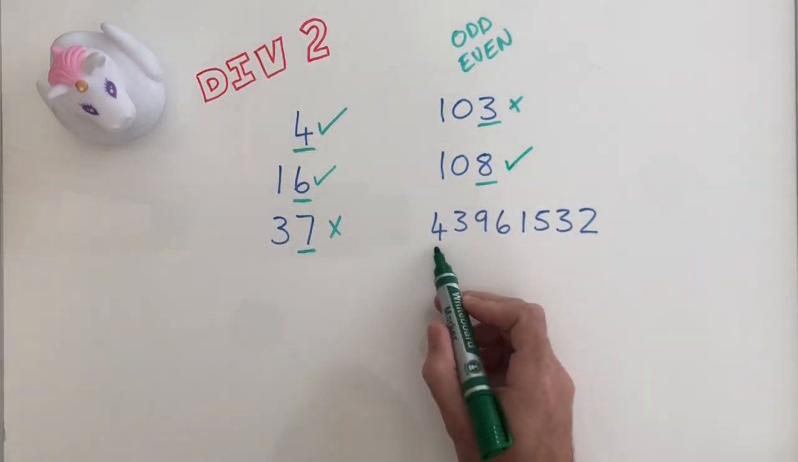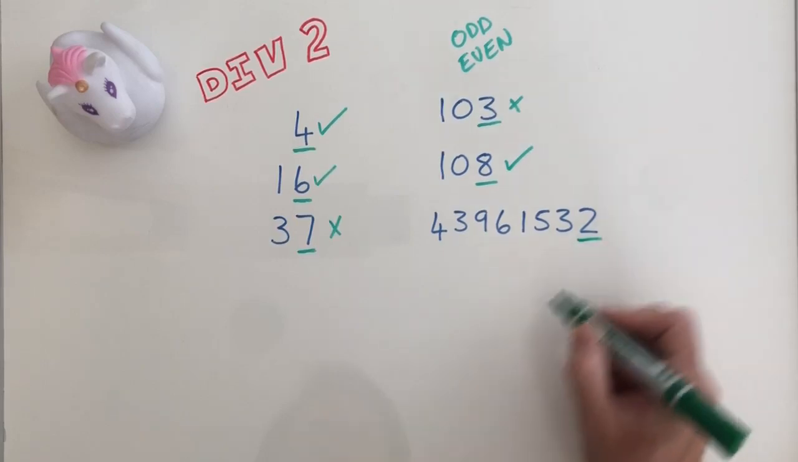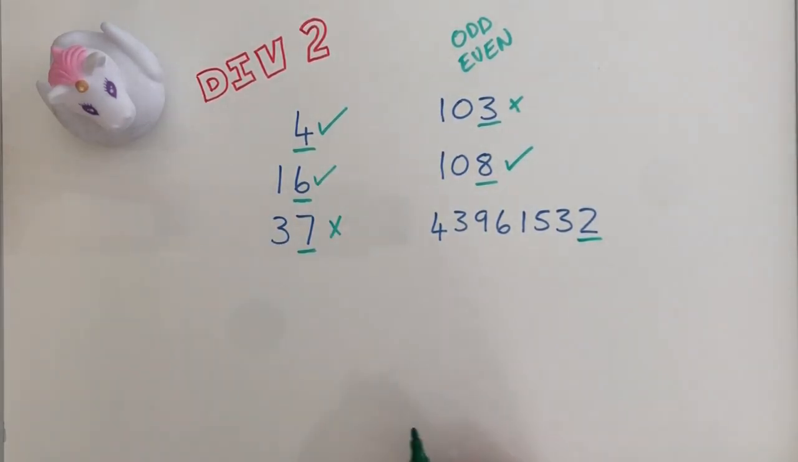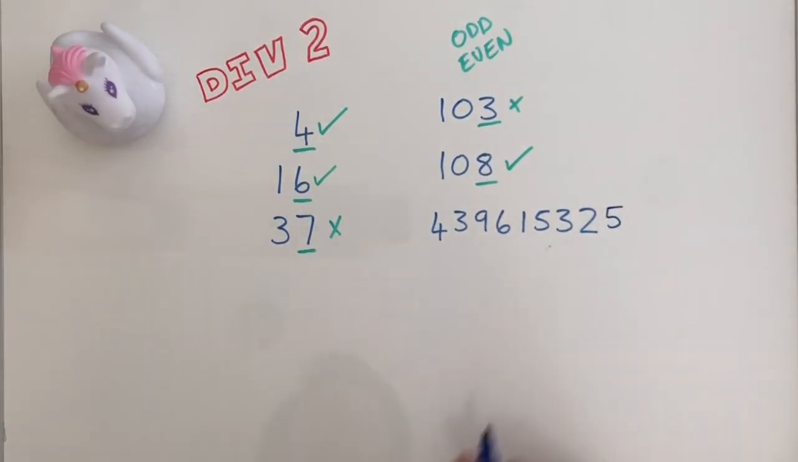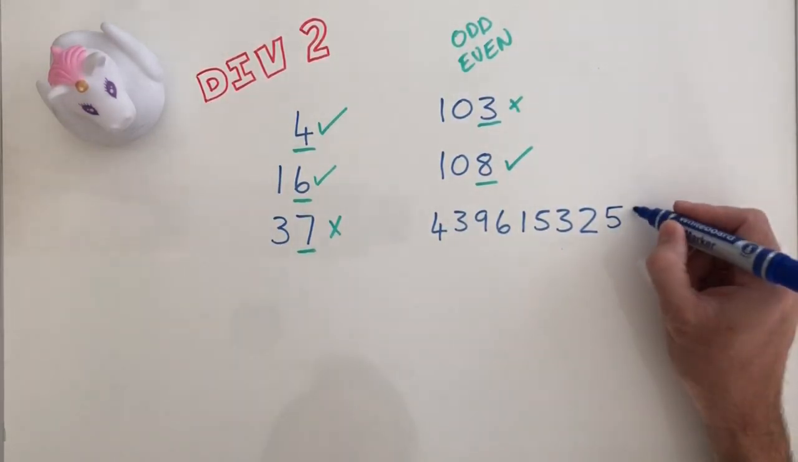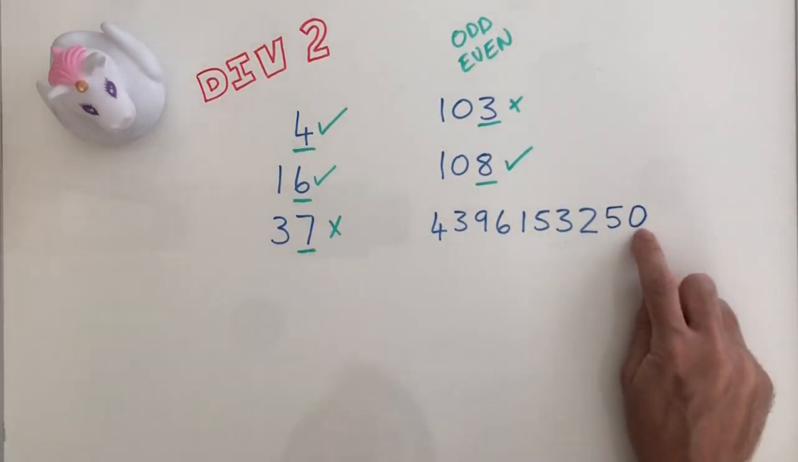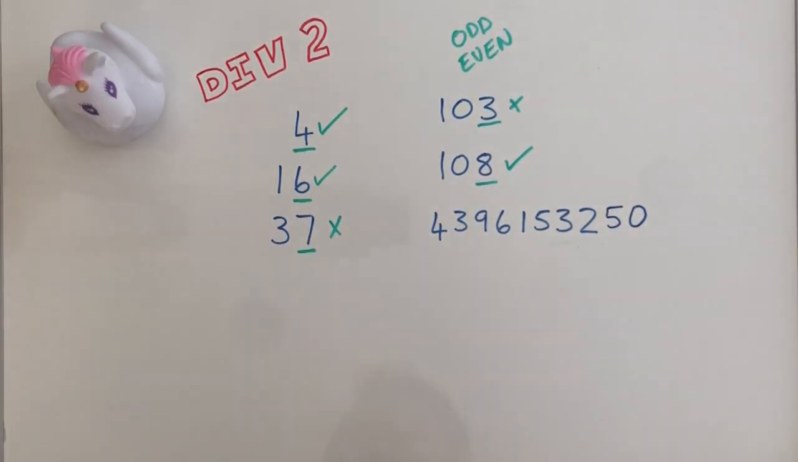And then we can make the longest number in the world, we can just carry on, but if the last number is even, then it will be divisible by 2. So if I were to add another number here, let's say I add the number 5, then this big number will not be divisible by 2. But if I add like a 0, this makes the number even, which makes it divisible by 2. So that's the only test.